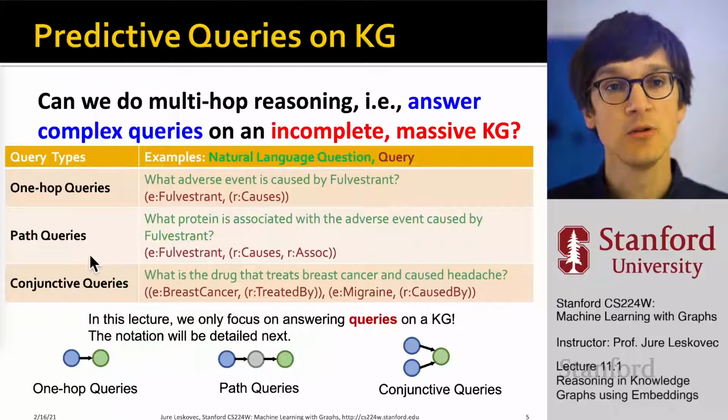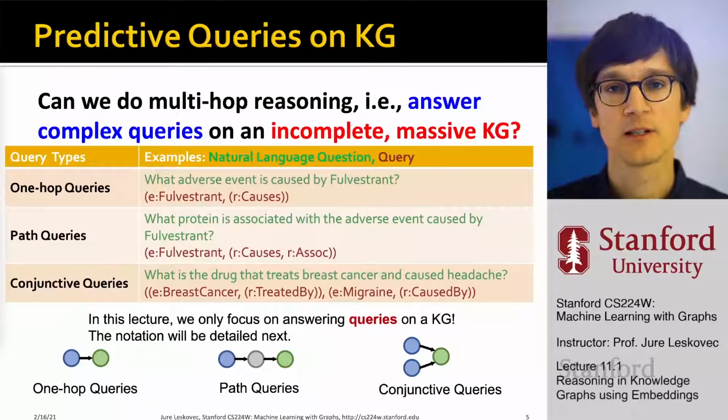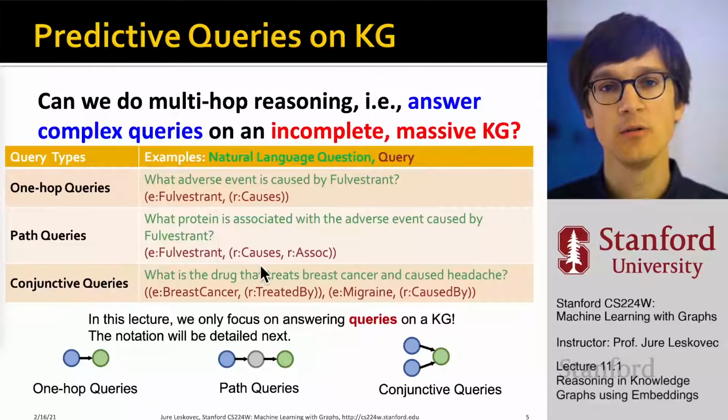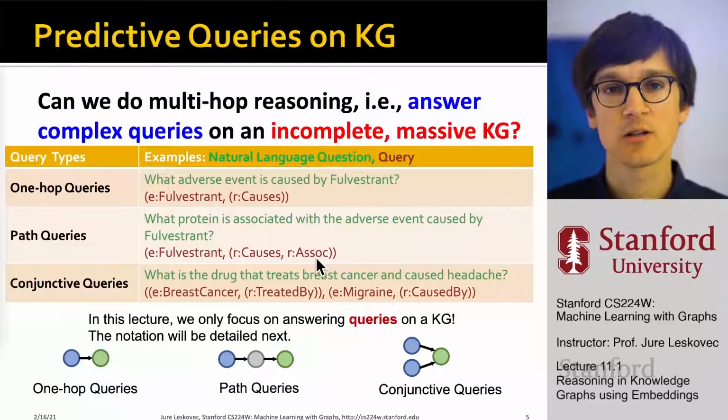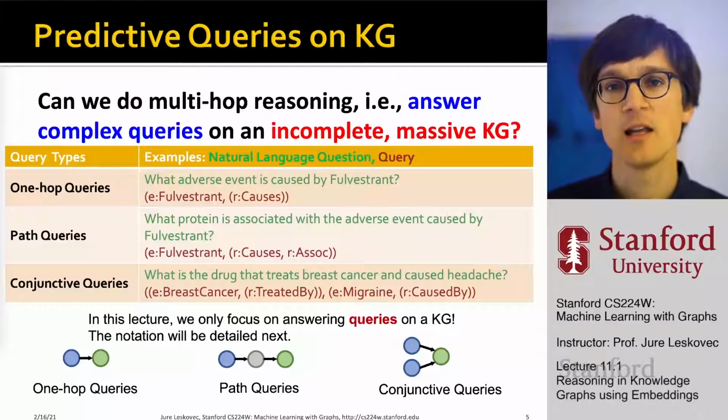I could then also do path queries, where, for example, I could ask what protein is associated with the adverse event caused by fulvestrant, right? In this case, I would start with the entity fulvestrant, traverse over the causes relation, and then traverse over the associated relation. Whatever entity is at the end of this, that is the answer to my question, to my query.